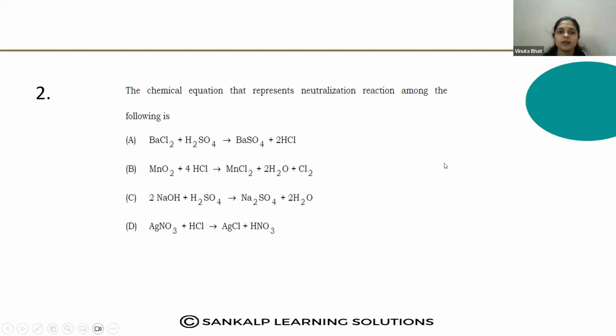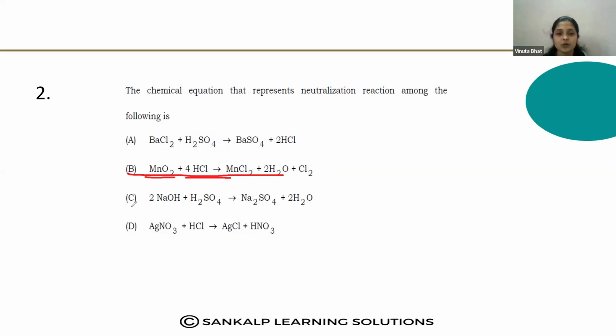Second question. The chemical equation that represents the neutralization reaction among the following is. When the acid reacts with the base, that forms the salt, that is commonly called a neutralization reaction. Here, barium chloride and the sulfuric acid, it is not a neutralization reaction. It should be in between the strong acid and the strong base. Here, manganese oxide and the hydrochloric acid is also not a neutralization reaction.